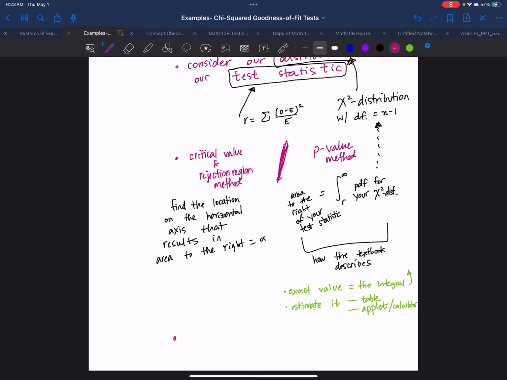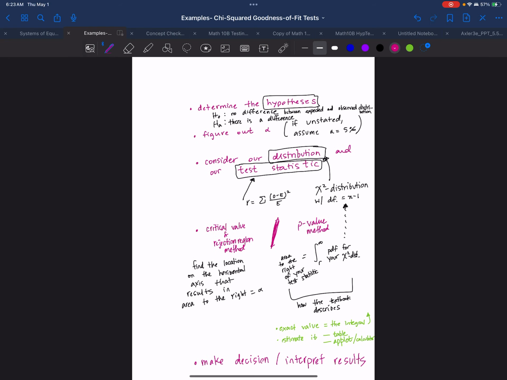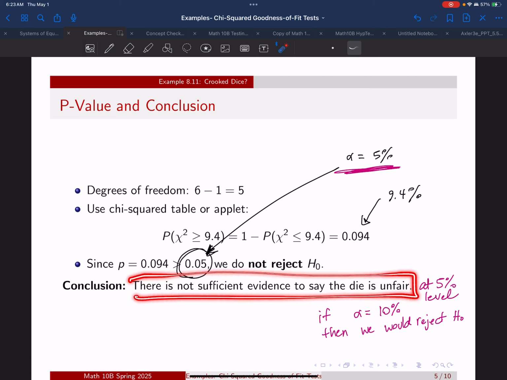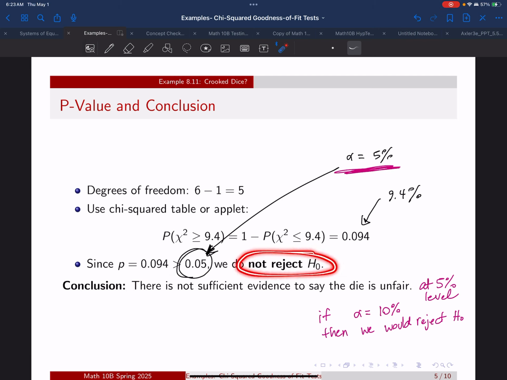And we kind of bundle that up in this scenario because we said, okay, this is our conclusion. This is our decision. So decision, don't reject. The conclusion, not enough evidence to say that the dice is unfair. Okay. We're going to use this same framework to do the next example.